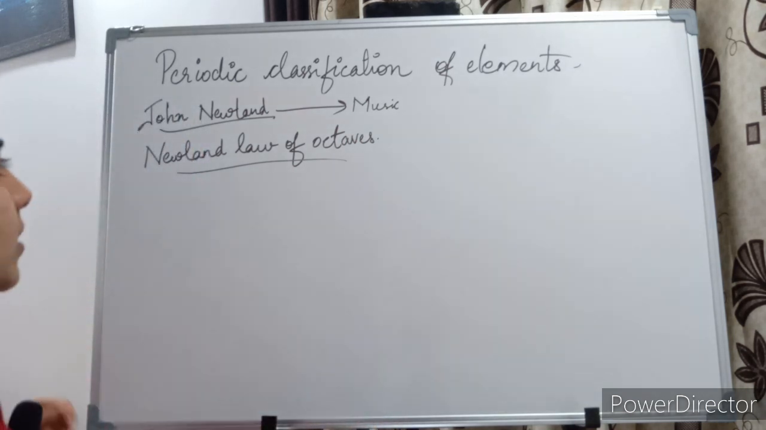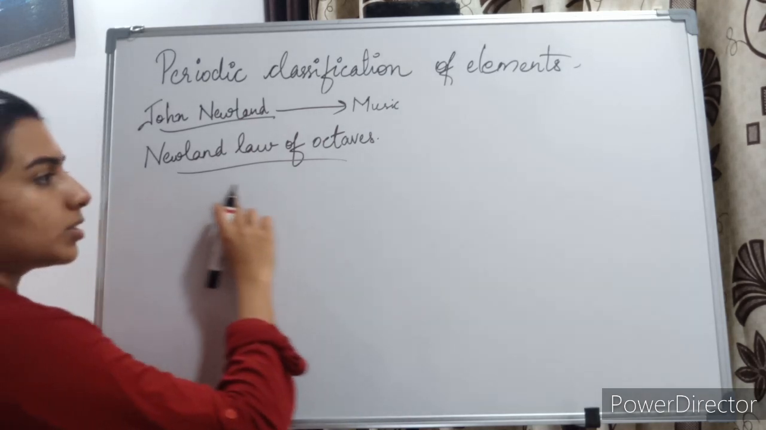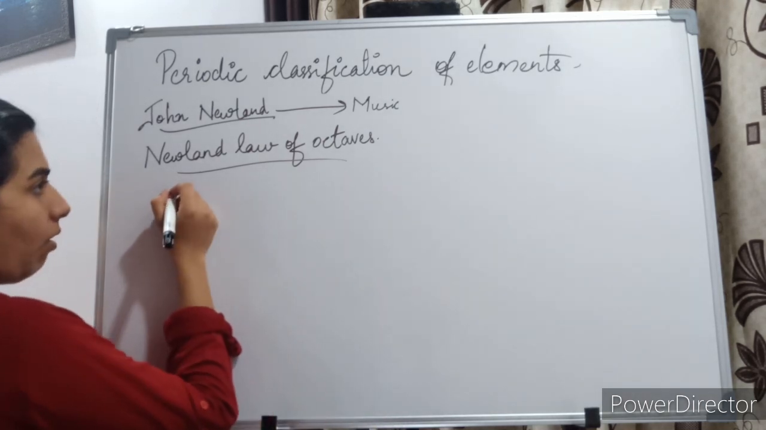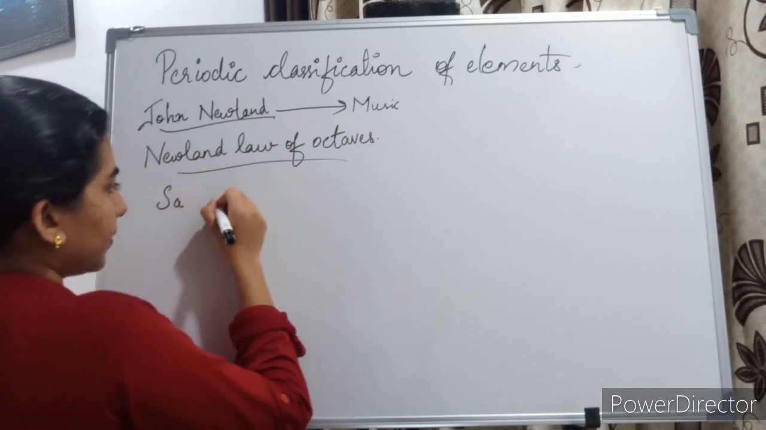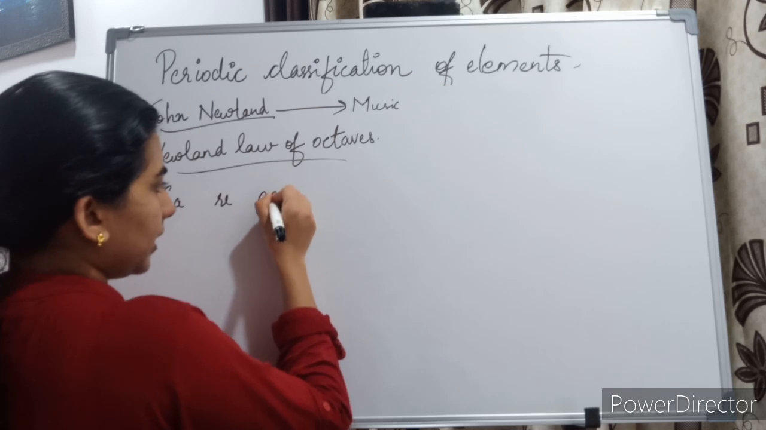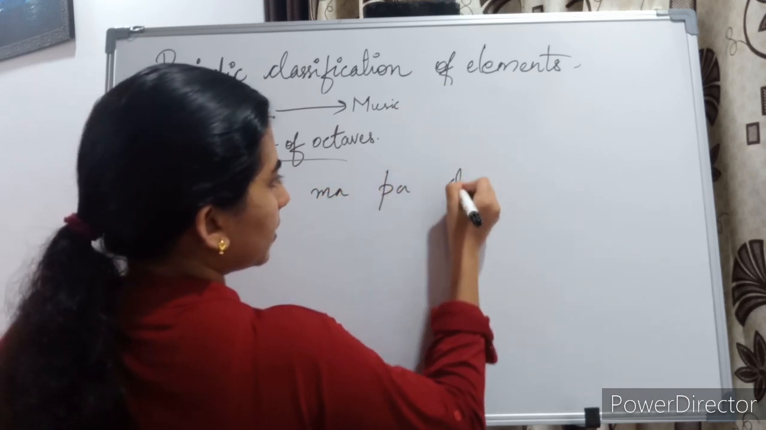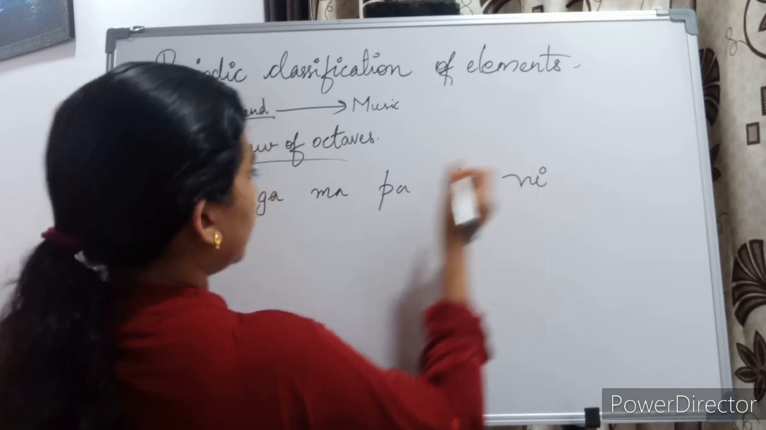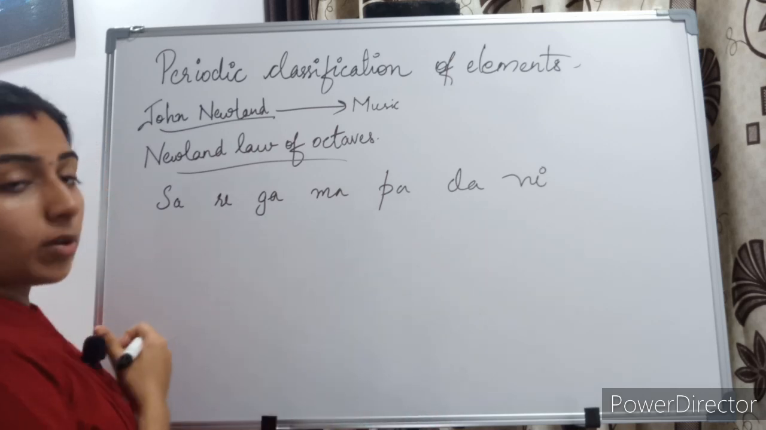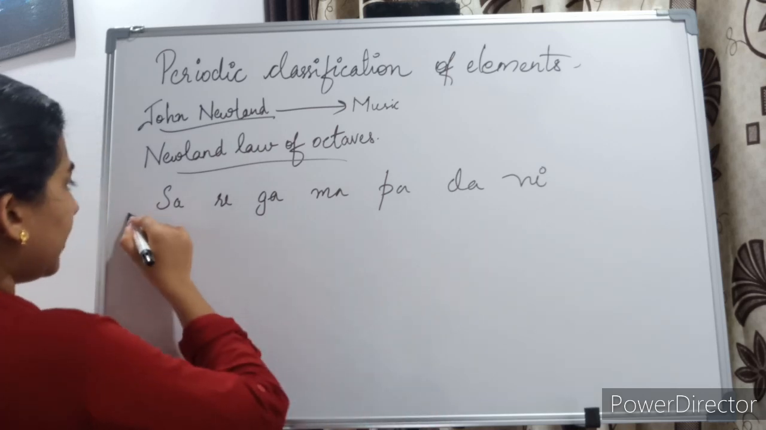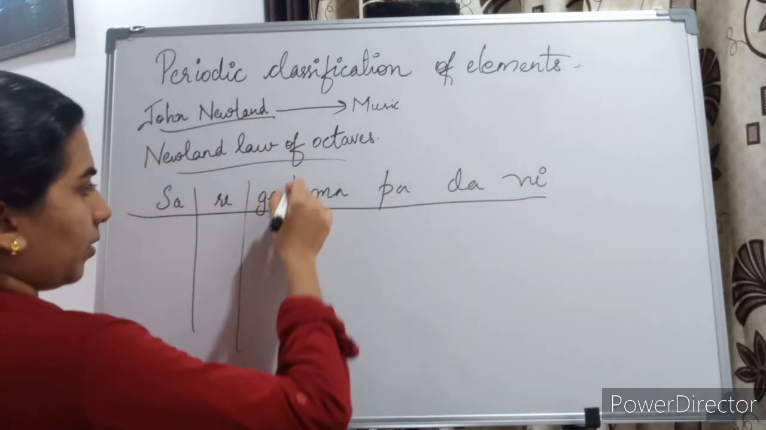Interesting, right? So what he did was, he just wrote all the 7 octaves of music, that is Sa, Re, Ga, Ma, Pa, Dha, Ni. Again Sa. So these were the 7 octaves of music, and he arranged the chemical elements according to this.